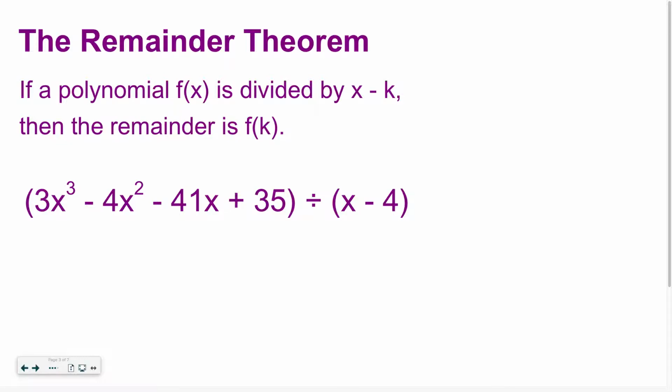Okay, there's a couple of important things to note about the remainder theorem. The first statement tells you for which cases you're allowed to use this. Polynomials divided by something that looks like x minus k. So you're often going to hear me refer to this as a linear factor. Okay, so we can use this remainder theorem when we're dividing by linear factors. Well, what happens in those cases is that second statement. Then the remainder is f of k.